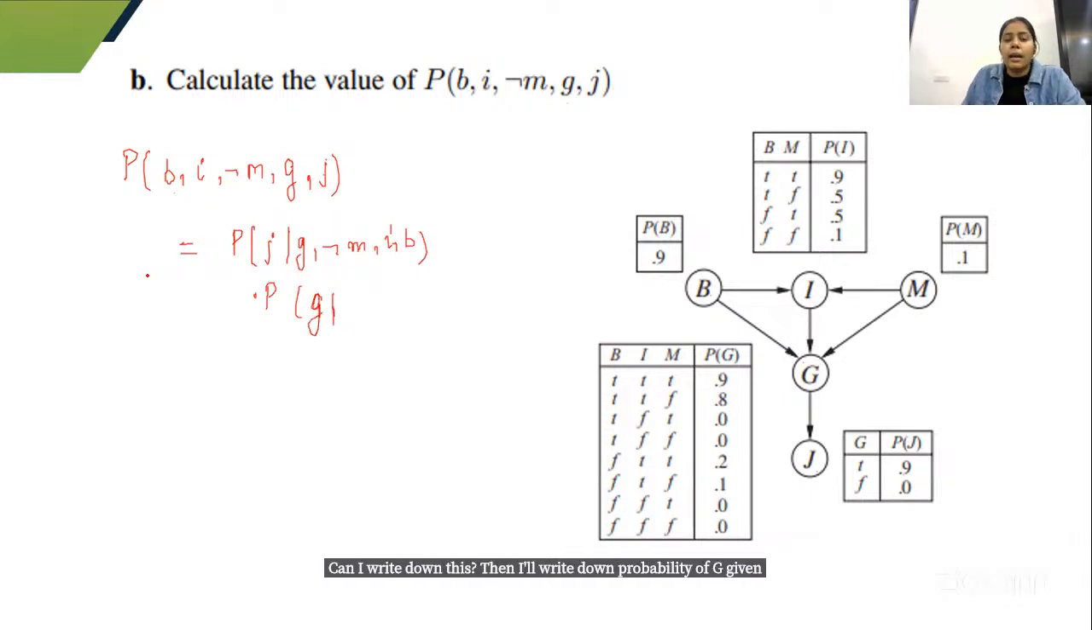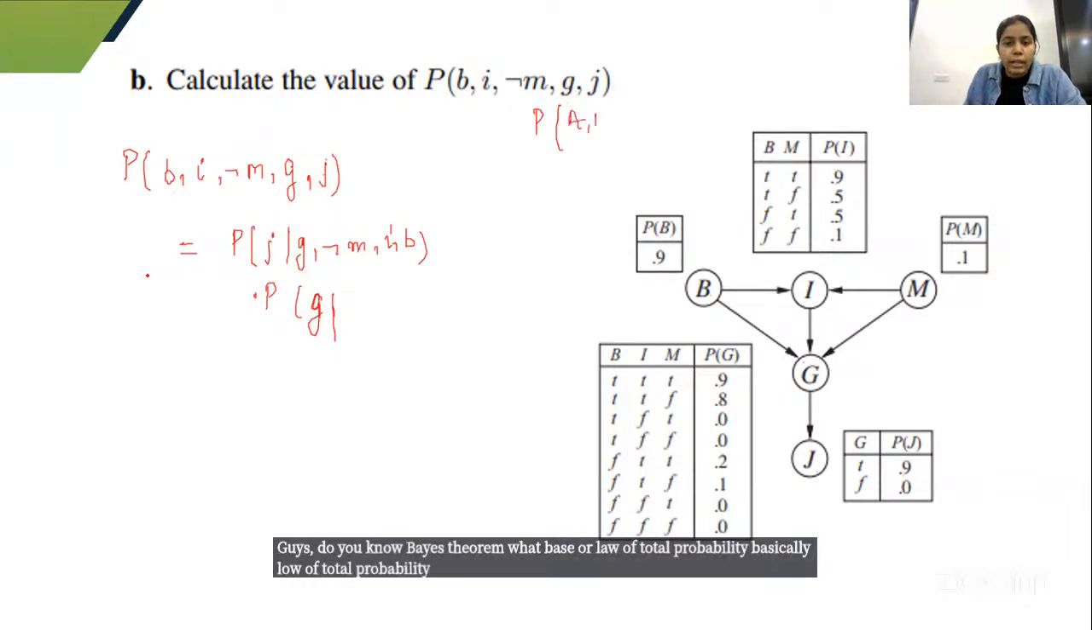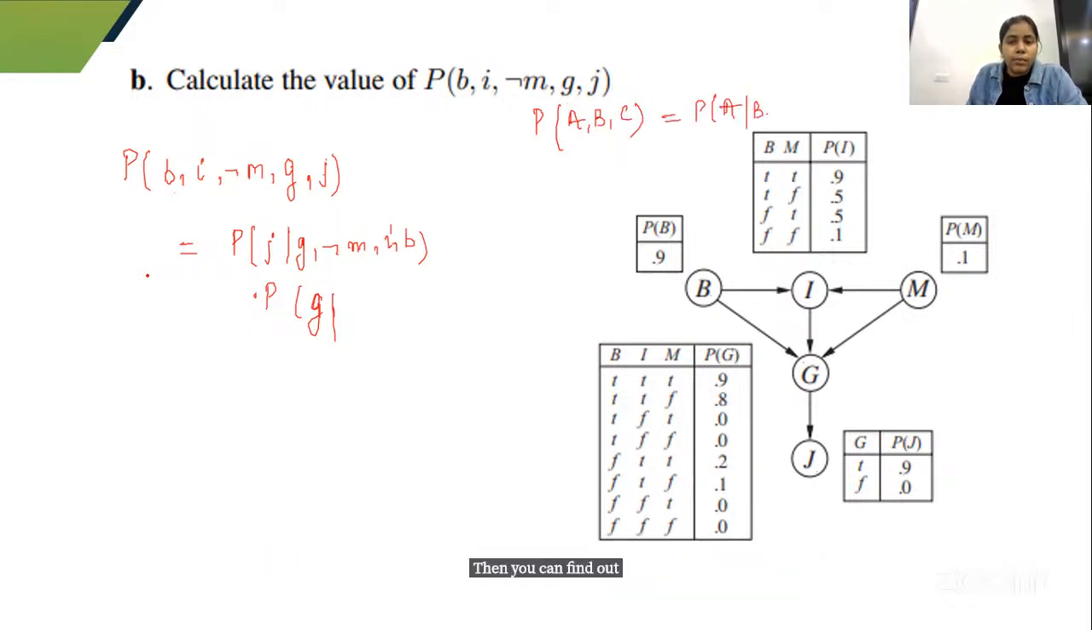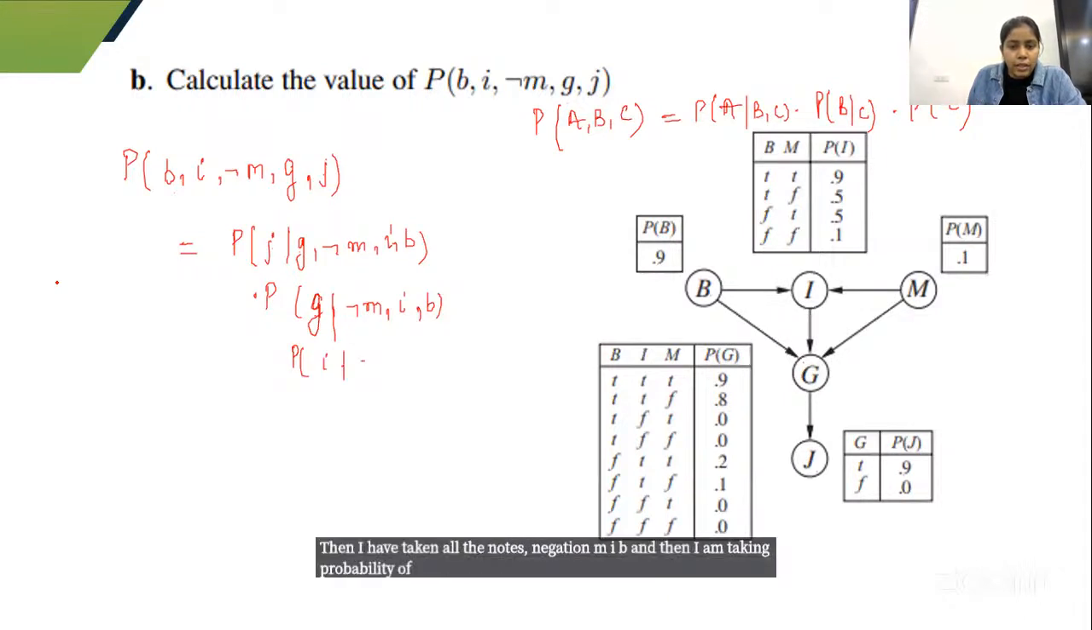So basically, guys, do you know Bayes theorem, or the law of total probability? It tells you that if you have to find the probability of A, comma, B, comma, C, then you can find the probability of A given B, comma, C, times the probability of B given C, times the probability of C. So you take each node at a time and solve. I have taken J, then G, then the remaining nodes negation of M, I, B, and then I am taking the probability of I given negation of M, comma, B, and then the probability of B given negation of M, times the probability of negation of M.